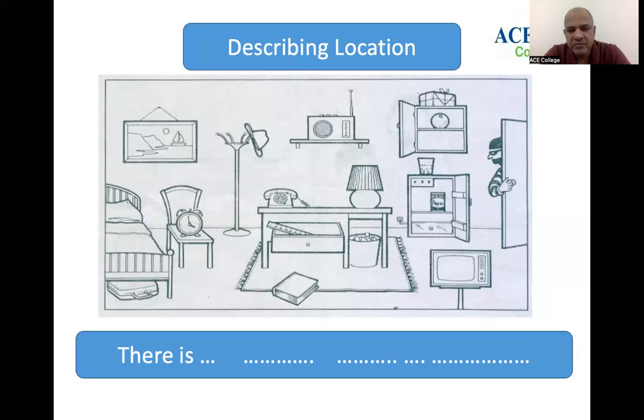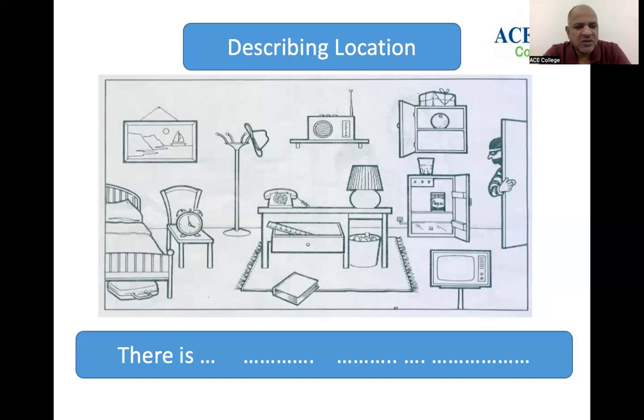There is a bottle in the cupboard. There is a lamp near the telephone. There is a table. Lamp on the table. Yeah. There is a picture on the wall. On the wall, there is a picture. Right. There is a TV on the stand.